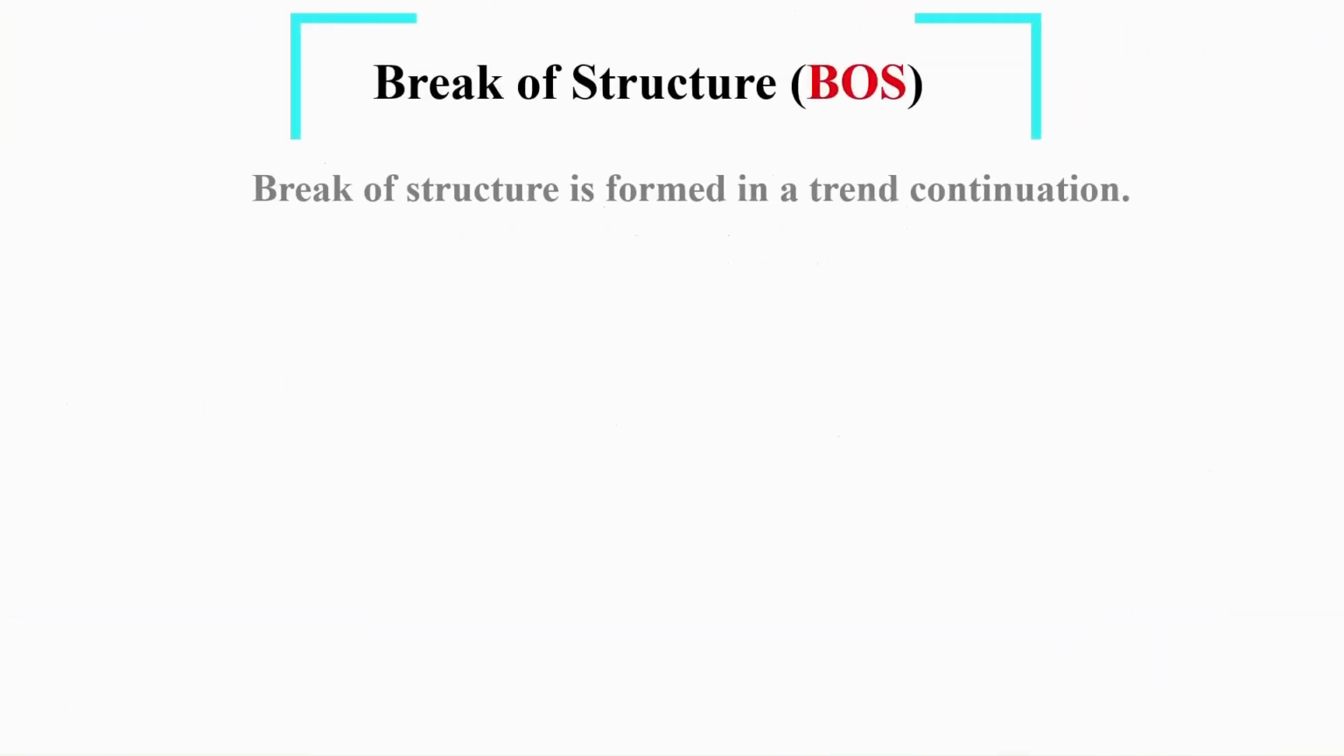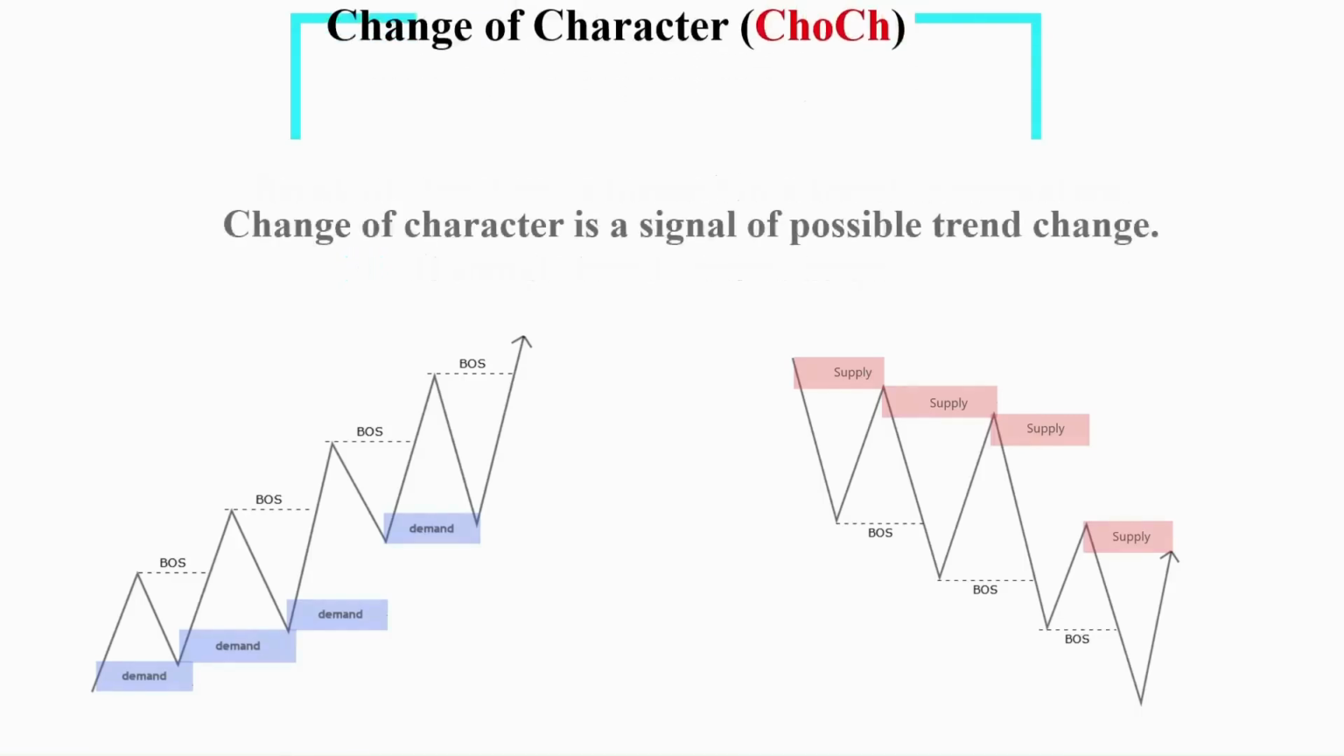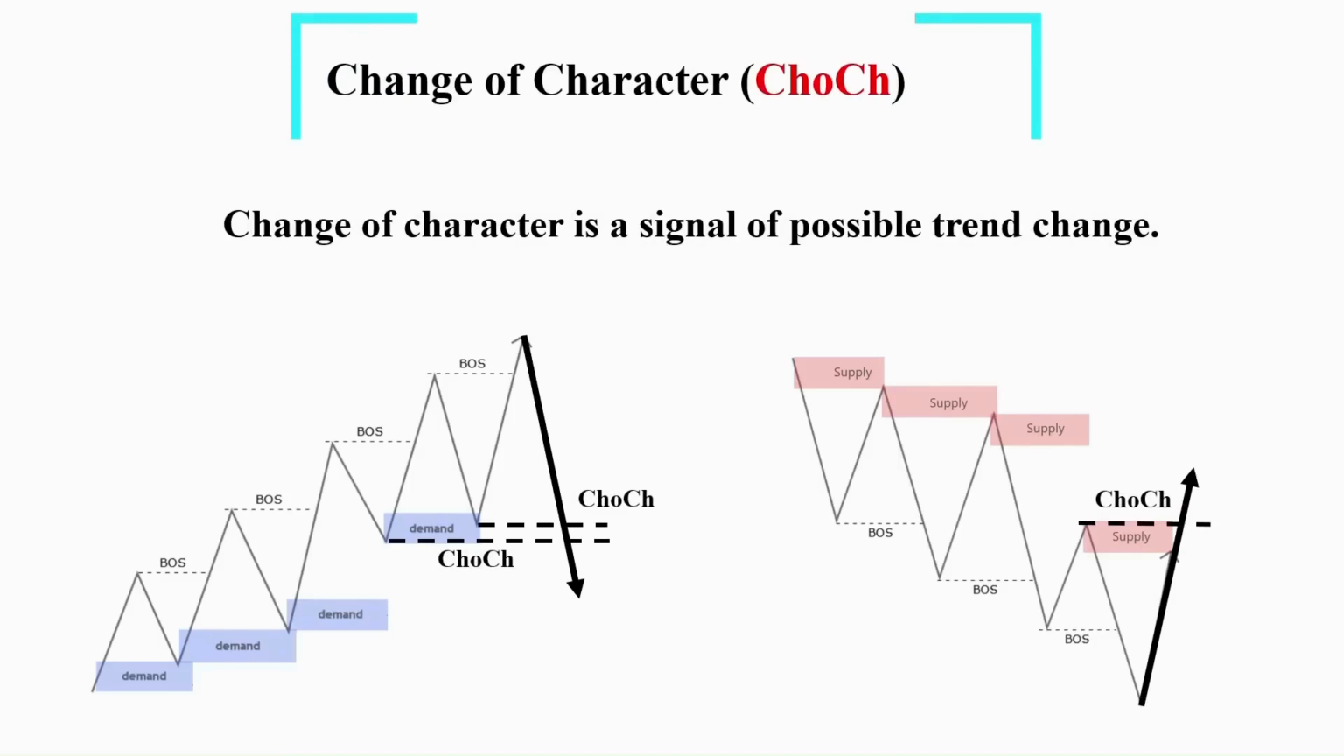What are break of structure and change of character? A break of structure is formed in a trend continuation. Every time price breaks a structure level in the same trend direction, it signals a trend continuation. On the contrary, when price breaks a structure level in the opposite direction, we call that a change of character, which signals a possible trend change.